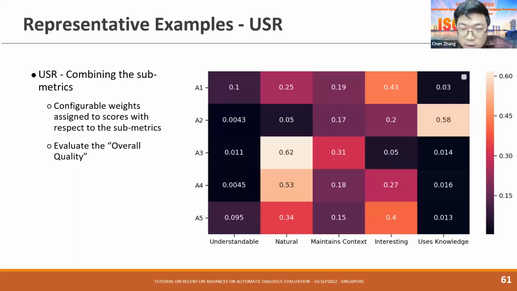In general, what the authors did is train a regression model with the human annotated data. So for each dimension, based on this data-driven training method, they obtain one weight and use the weights to combine the metrics.